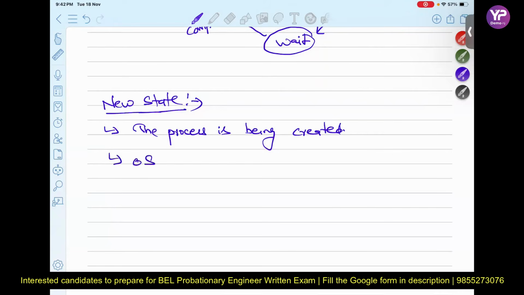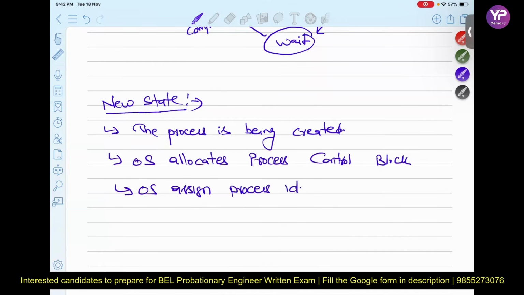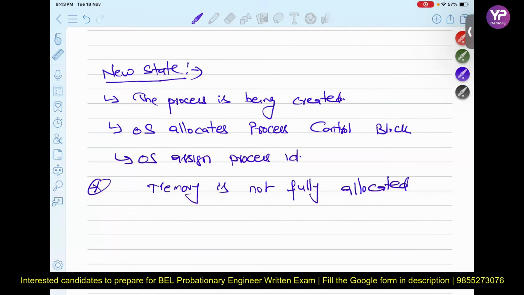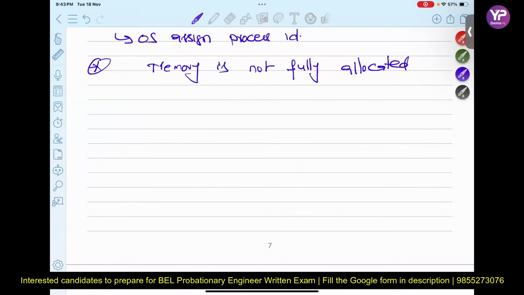At this moment of time, the operating system allocates the process control block and it also assigns the process ID. And the most important point: memory is not fully allocated at this moment of time. So it is under the process of creation. At that moment of time, it is called the new state. The second one is ready. That means now the process is loaded into the main memory.